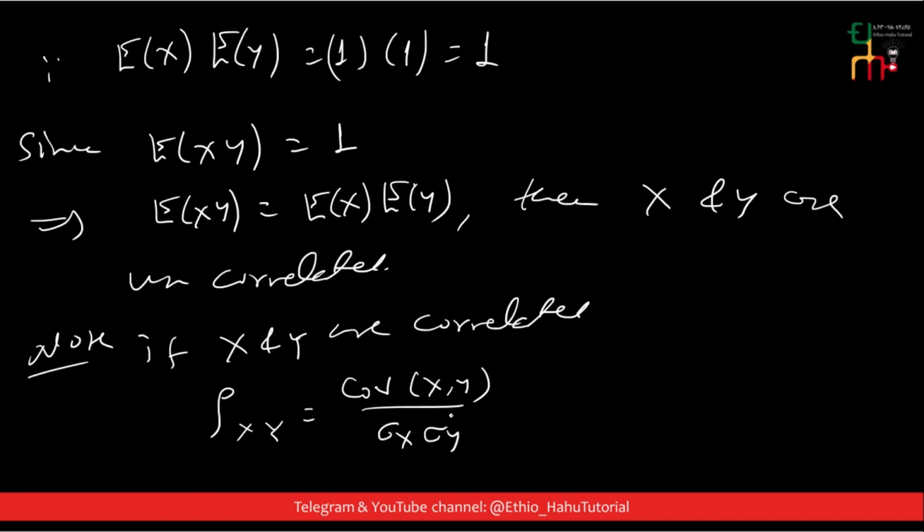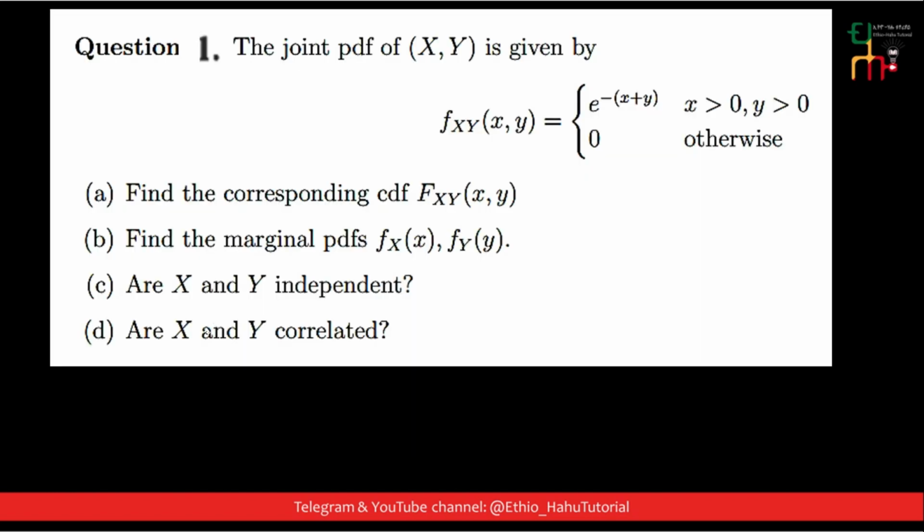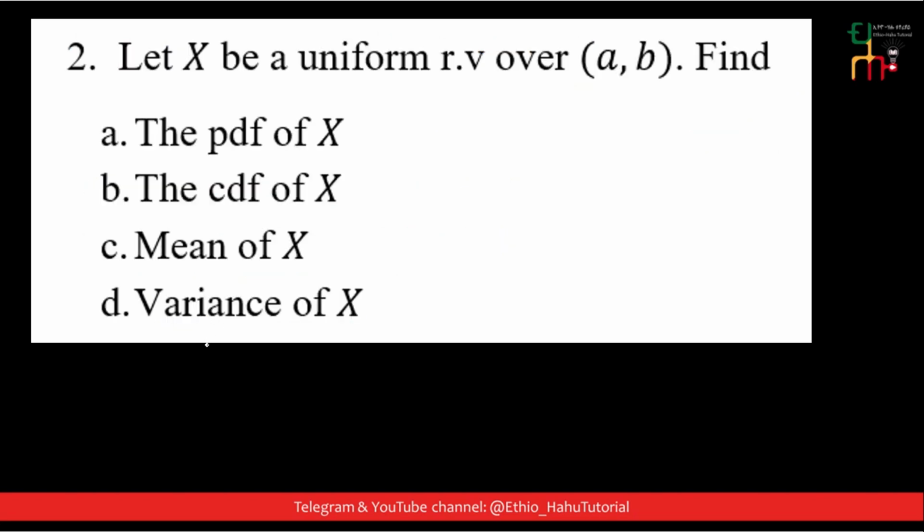Otherwise they are uncorrelated. If this difference, the expectation value of xy minus the expectation value of x times the expectation value of y, is not equal to 0, then they are correlated. But if they are equal, they are uncorrelated. So we have checked that they are not correlated, they are uncorrelated.